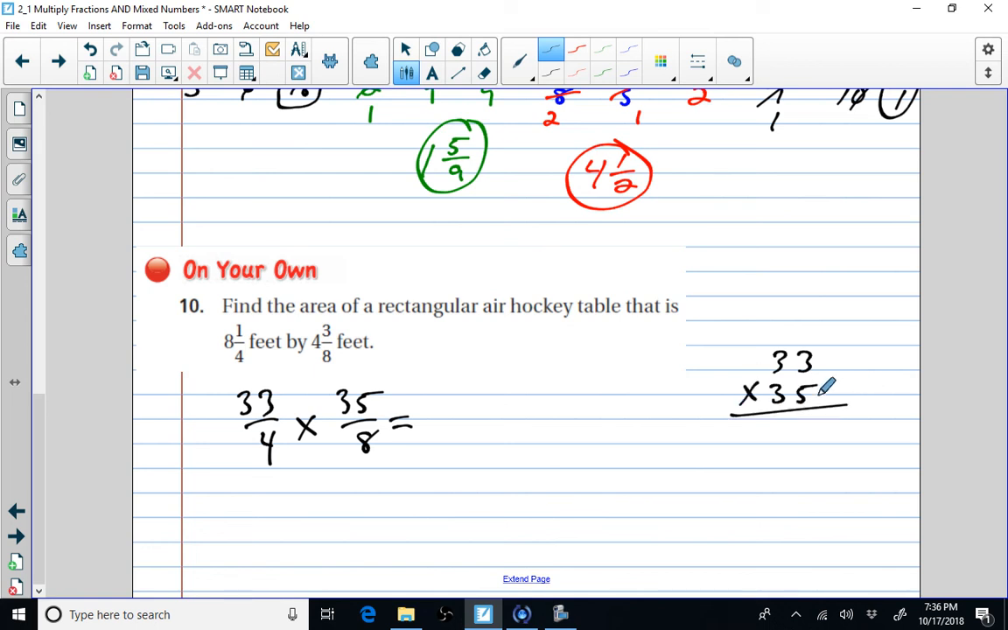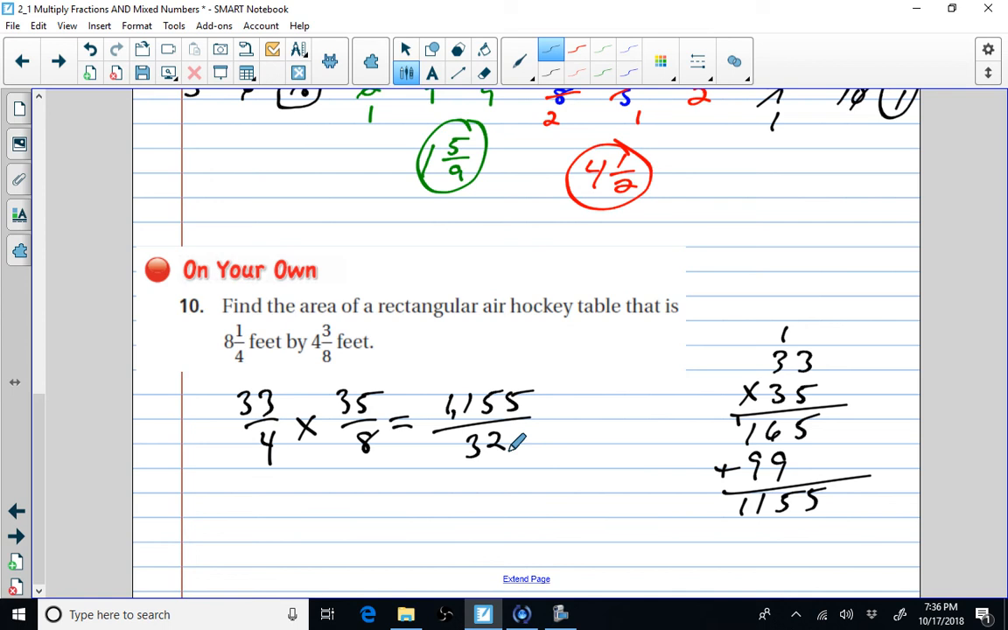Right, multiply them together. 5 times 3 is 15. 5 carry the 1. 5 times 3 is 15 and 1 is 16. 3 times 3 is 9. 3 times 3 is 9. We add. That's going to be 5. 6 and 9 is 15. Carry the 1. 1 and 1 is 2 and 9 is 11. So my numerator is 1,155. Thanks a lot, Mr. P. And my denominator, 4 times 8 is 32. I don't even want to think if that's a fraction in simplest form or not.